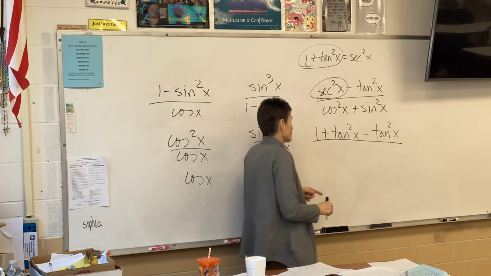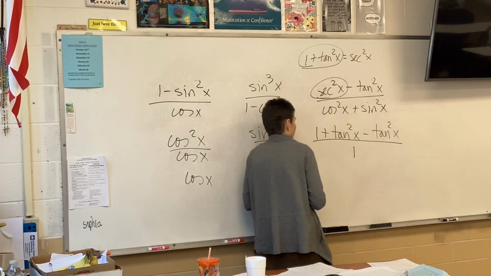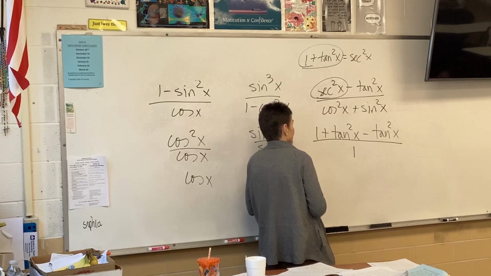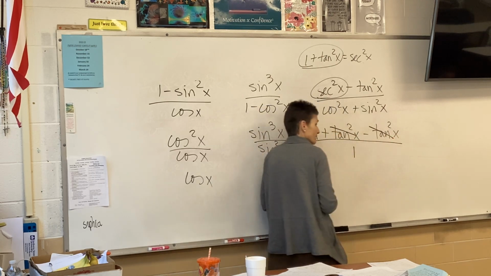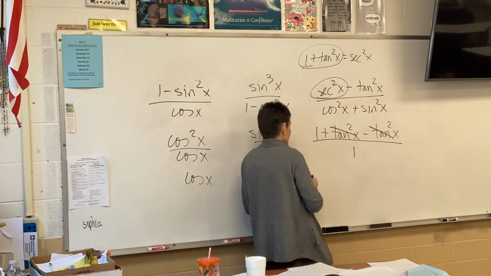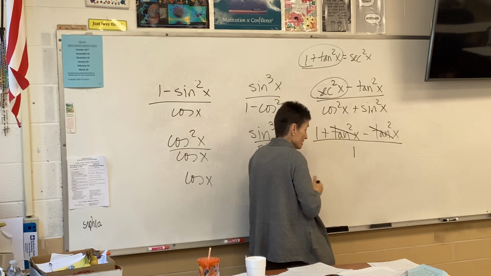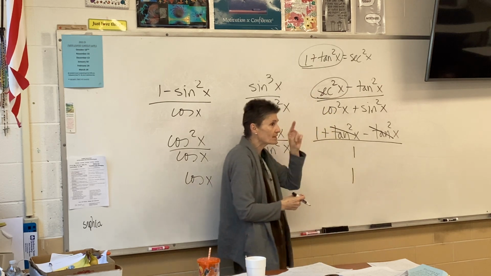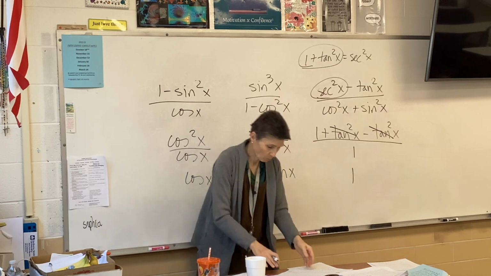So what about the bottom? The bottom's just 1. But what about the top? These cancel. Isn't the top just 1? So we have 1 over 1, which is 1. Aren't they getting easier? I told you they'd get easier.